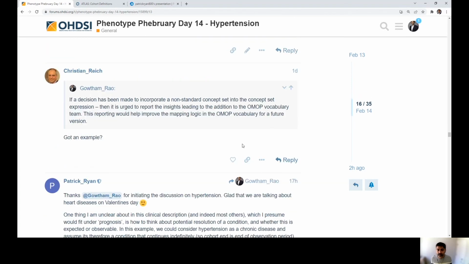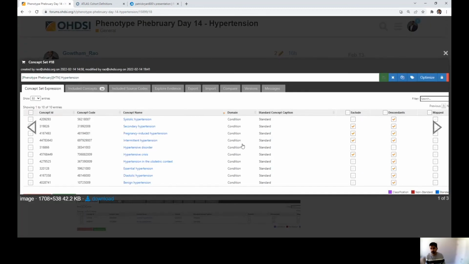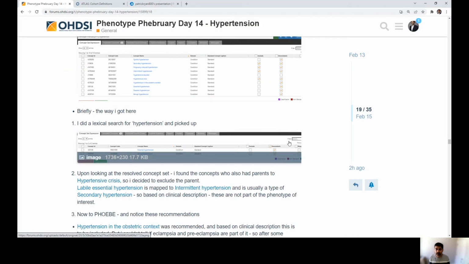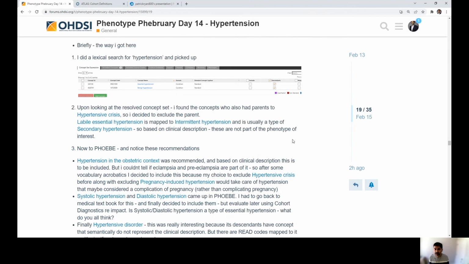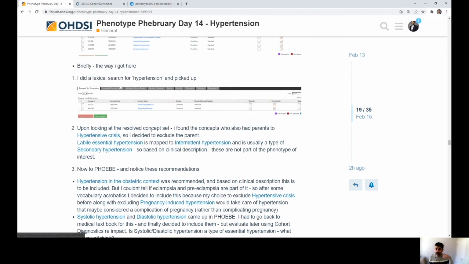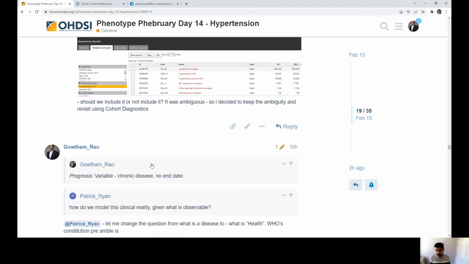So for hypertension, I ended up with this concept set expression. It's a pretty complex concept set expression that has several codes that are included with their descendants, and then some are excluded. If I could call out here, I exclude secondary hypertension, pregnancy-induced hypertension, hypertensive crisis. Here I detail the logic, the process in which I went from a starter set, went through that iteration, and finally built out the final concept set expression.